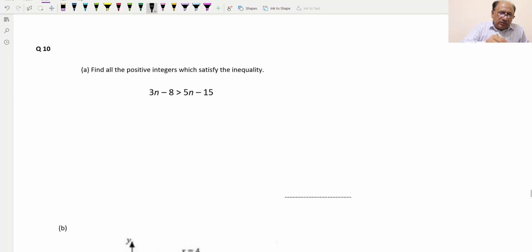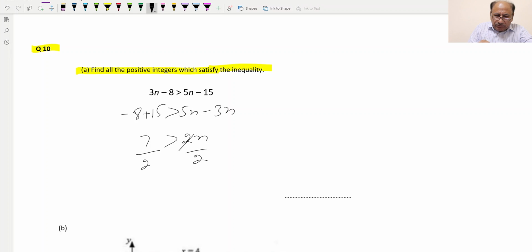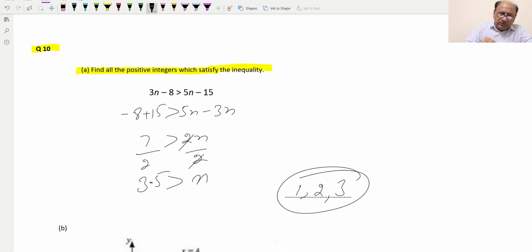Now question number 10 says find all the positive integers which satisfy the inequality. We can solve the inequality. We can shift 3n to this side and 15 to the other side, and this will be 7, and this one will be 2n. So divide by 2 on both sides, and n will be less than 3.5. The values for n will be 1, 2 and 3. These will be the three values because they are positive integers, so we cannot take numbers lesser than 0.